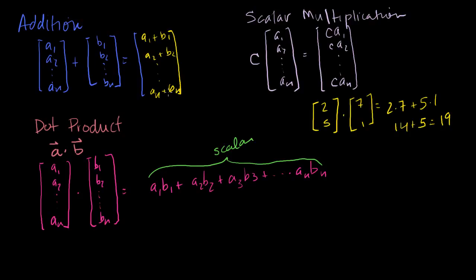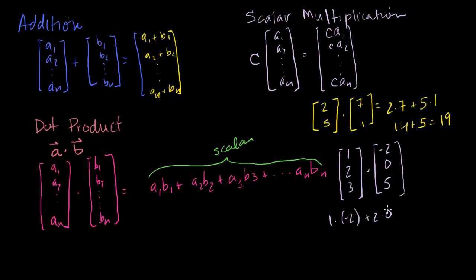Let me do one more example, although I think this is a pretty straightforward idea. Let me do it in mauve. OK, so I have the vector 1, 2, 3, and I'm going to dot that with the vector -2, 0, 5. So it's 1 times -2 plus 2 times 0 plus 3 times 5. So it's -2 plus 0 plus 15. -2 plus 15 is equal to 13. That's the dot product by this definition.